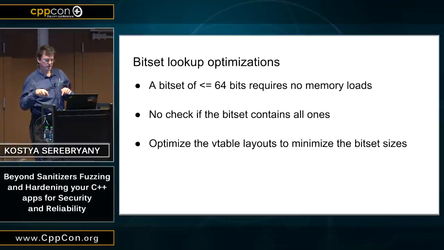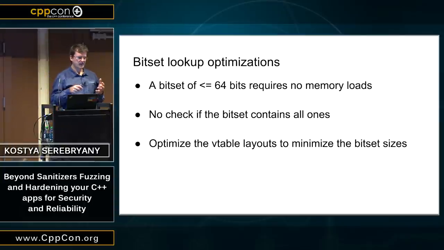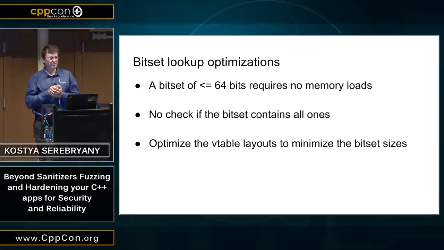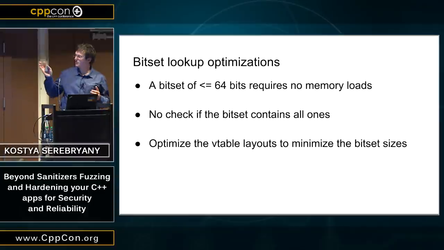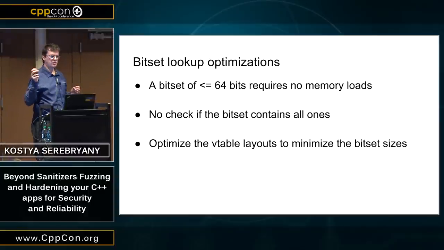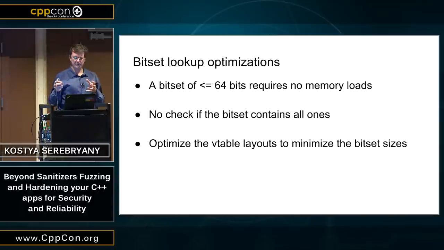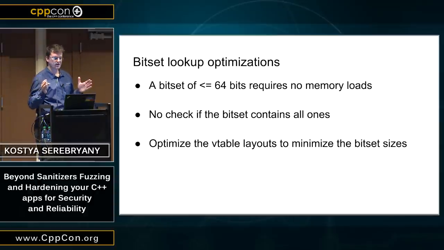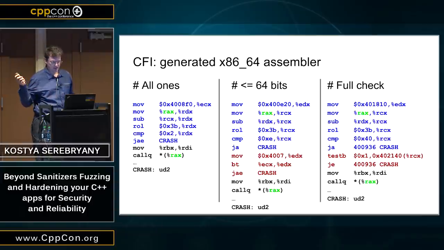Even that simple data structure can be optimized further. First of all, if a bit set is small, for example, less than 64 bits, you don't need to load this data structure from memory. It could be part of an immediate instruction. Then, if a bit set contains all ones, and in our case, it will be the situation when we call through the head of the class hierarchy, there is no point in checking the bit set. Finally, we do some optimizations to reduce the bit set sizes.